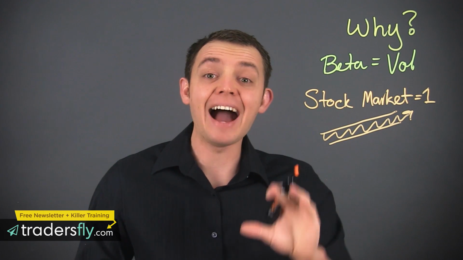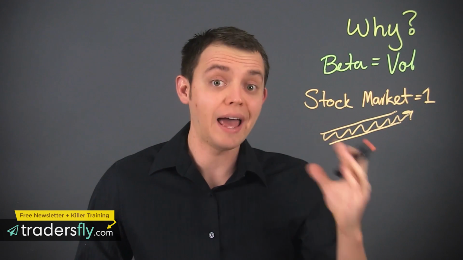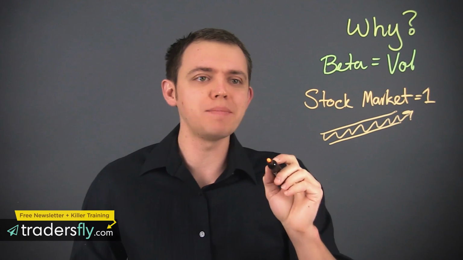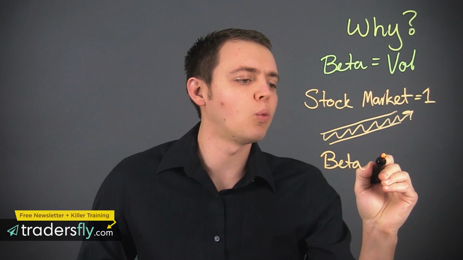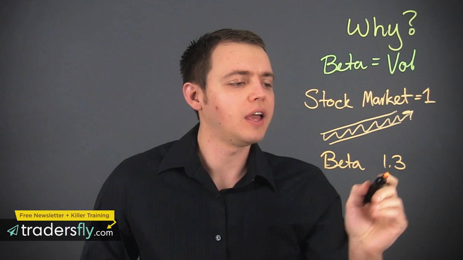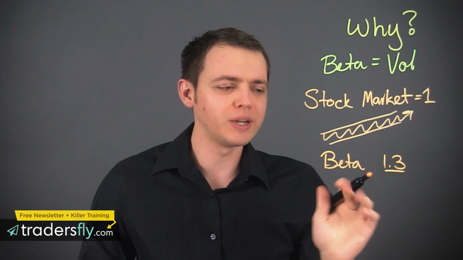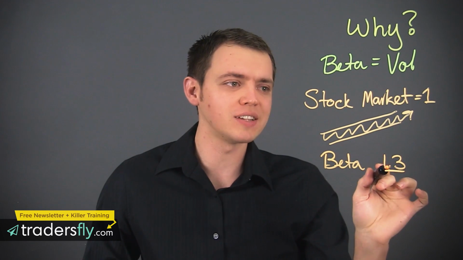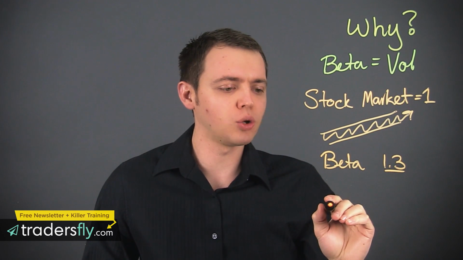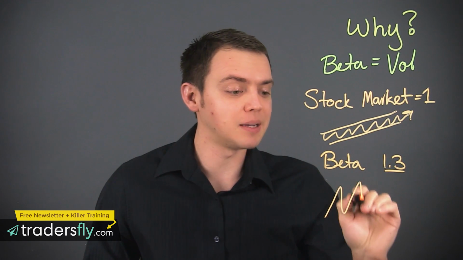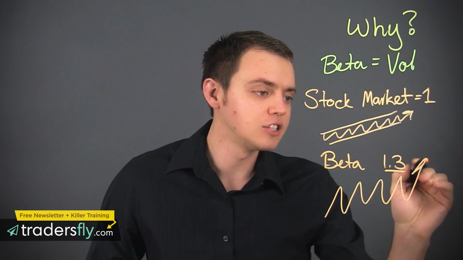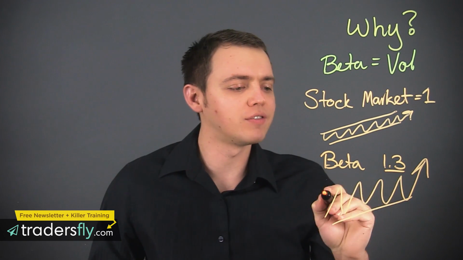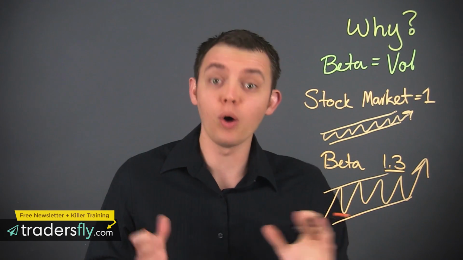So let's just pretend that this angle and this volatility is 1. Stocks that have a higher volatility will have a higher beta. So they may have a beta of, let's just say, 1.3. And if you have a beta of 1.3, this means typically you're 30% more volatile than the market. So that volatility may be something more like this. That stock has a greater volatility as it's going up or down.